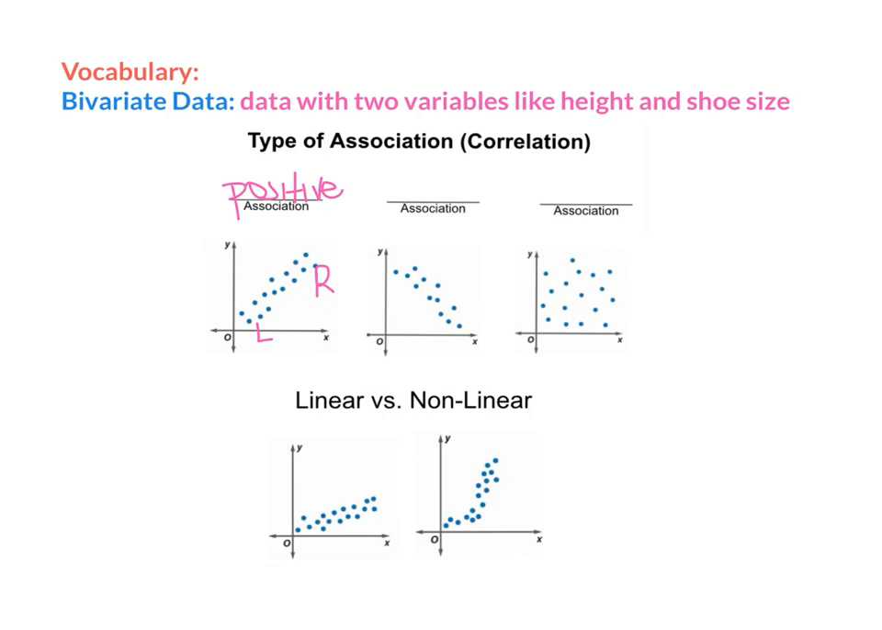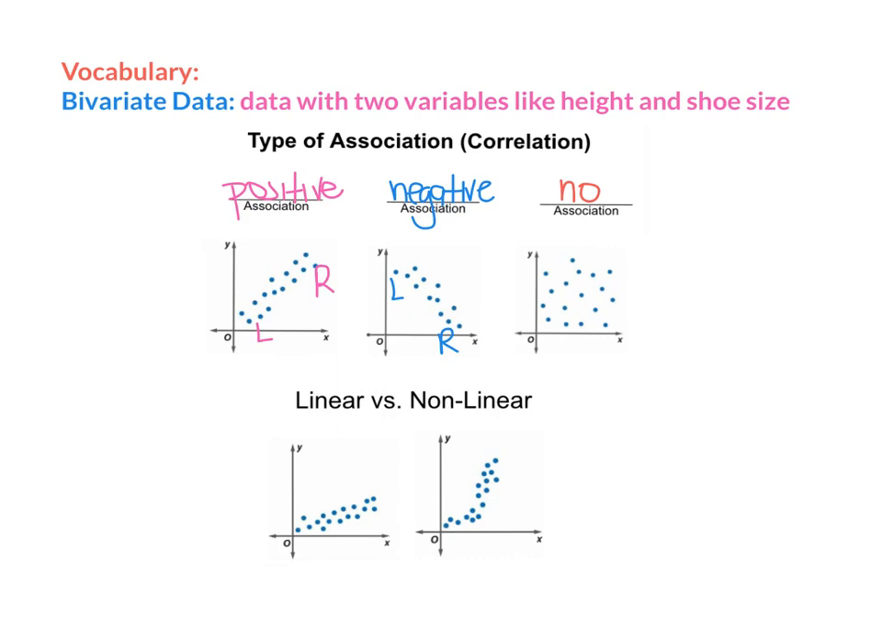If I look at the second graph, I'm still reading from left to right. I see that my graph is going down. So this is a negative association. Now if I look at the last graph, I see that there's no relationship at all. So this is no association.